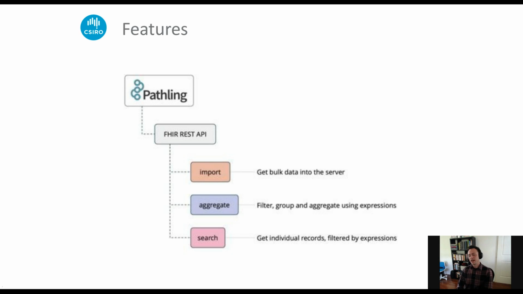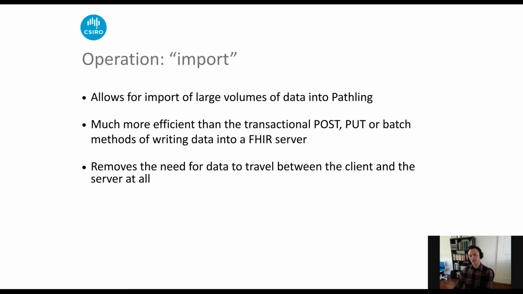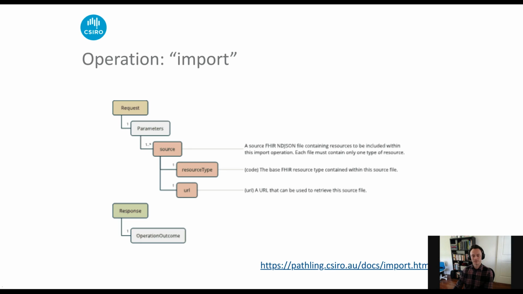This is an overview of the main operations currently implemented within Pathling. I'm going to take you through each of these in a bit more detail. First, we'll talk about the import operation. Import is how we get data into Pathling, keeping in mind that the analytic use case is quite different than the use cases targeted by a transactional FHIR server. We're often dealing with large volumes of data and we need it to be efficiently transferred and imported within a single operation.